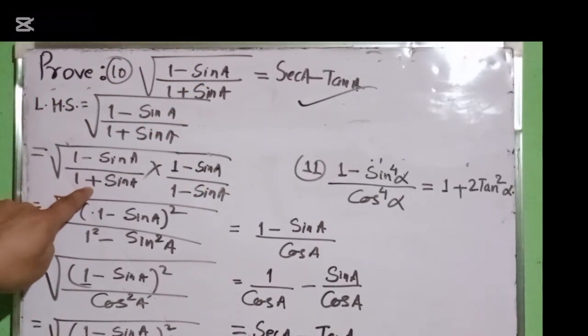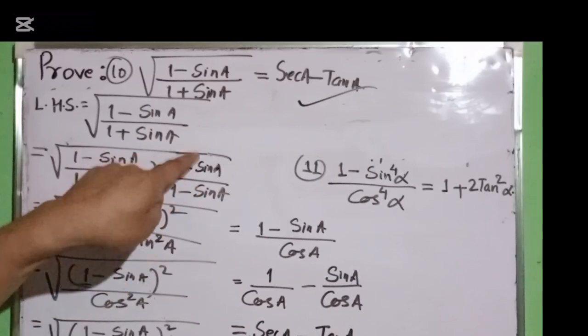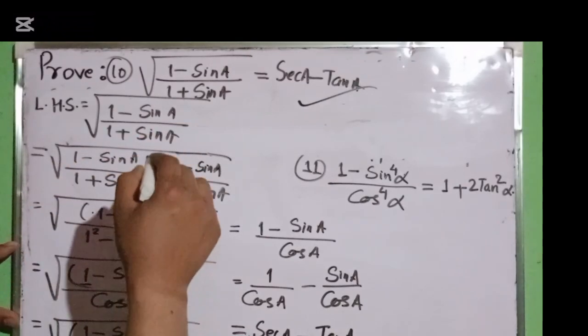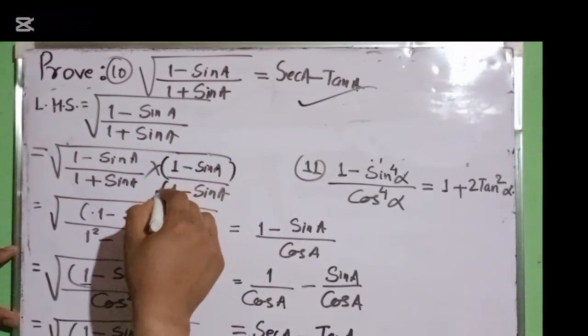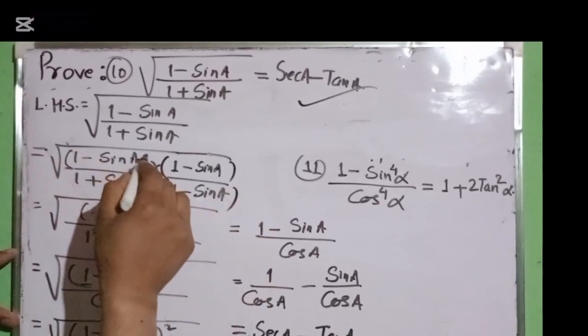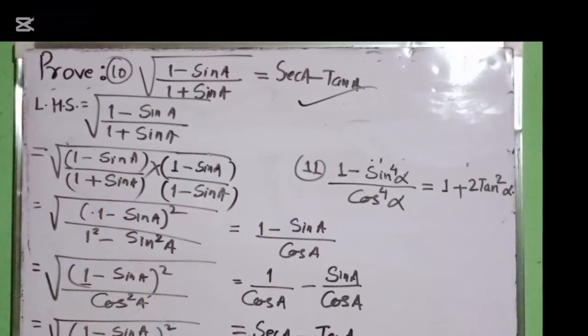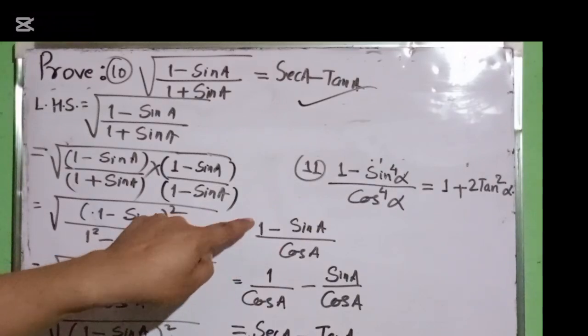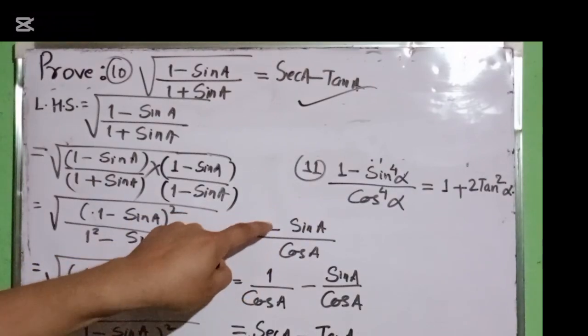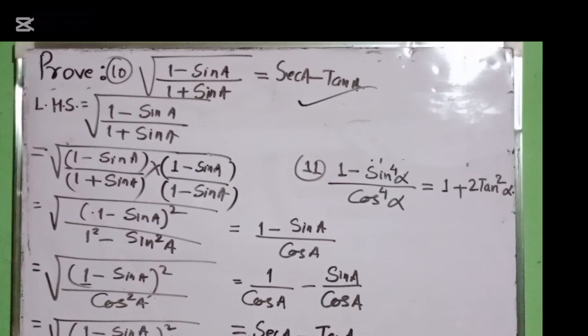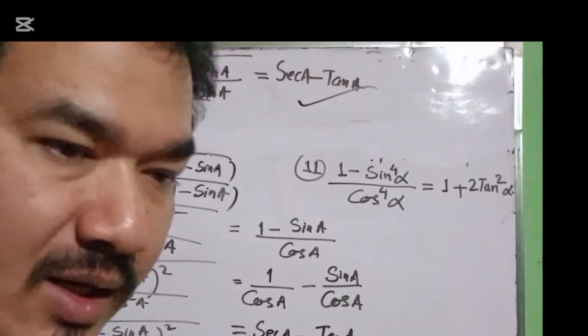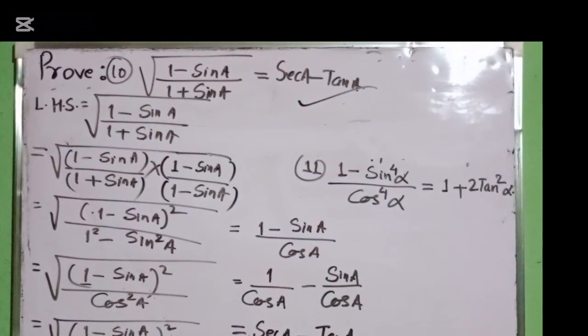From the left hand side, when there is a square root, we should try to cancel this square root symbol. That means we took its opposite sign one here. Look at up and down, we can multiply by the same one. Here also 1 minus sin A, here is also 1 minus sin A. We can multiply up and down by the same. And after that, here is the main thing. Here is a single denominator. Then 1 by cos A minus sin A by cos A, we separate like this. And 1 by cos A means sec A, and sin A by cos A means tan A. Like this we got the right hand side. Like this we have to prove this question.